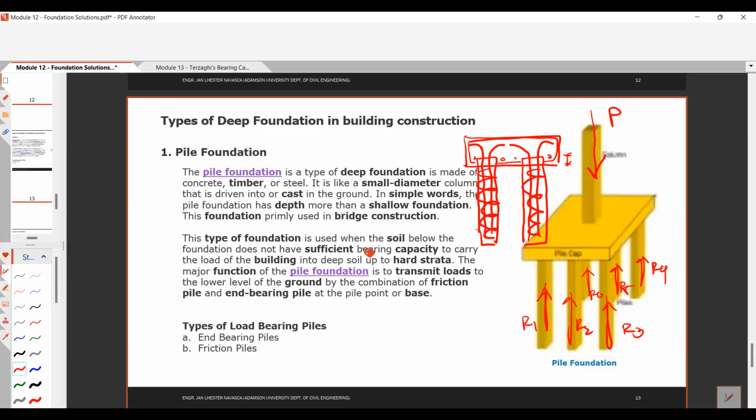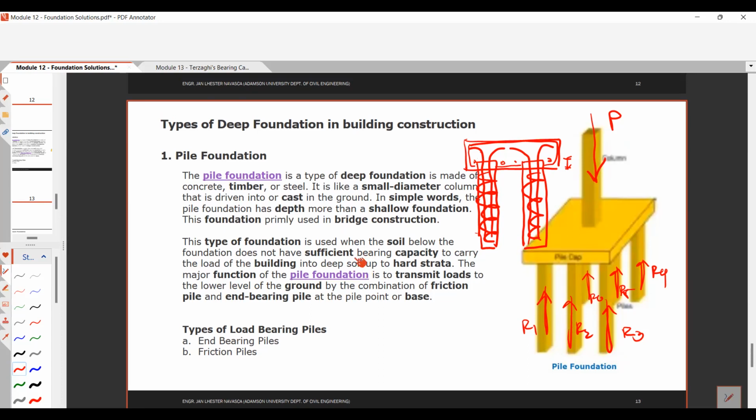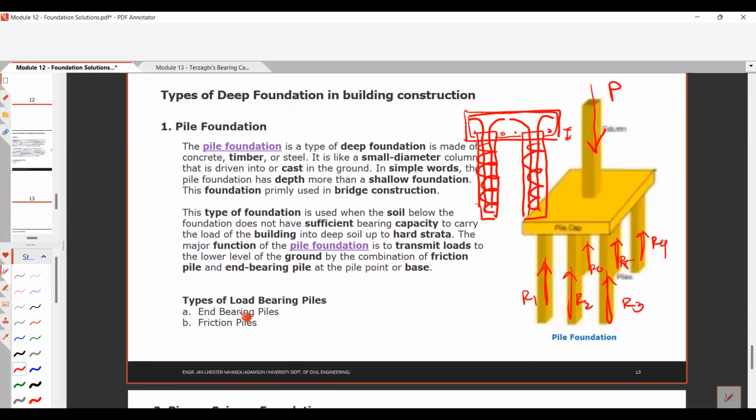Okay? So there are two types of load bearing piles. Number one is yung end bearing piles and number two is yung friction piles. End bearing piles meaning that the only reactive force to the actual load P is yung nandun sa end of the piles. Okay, ibig sabihin, ang assumption sa design is nandito sa may end bearing.